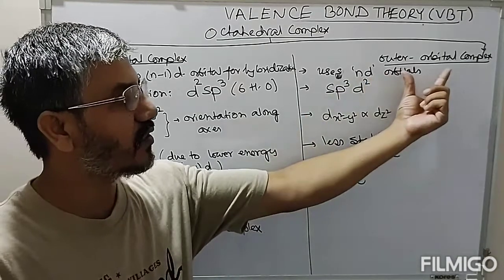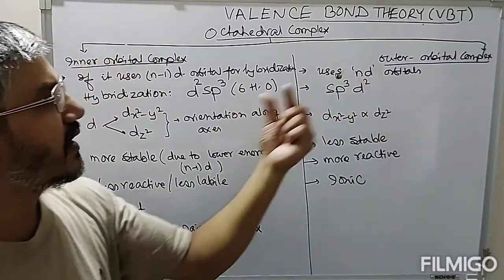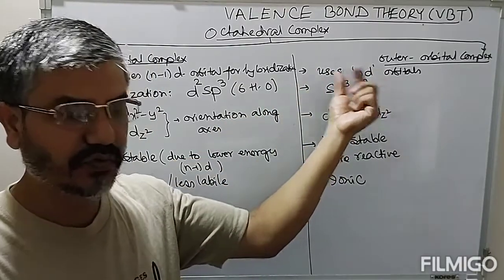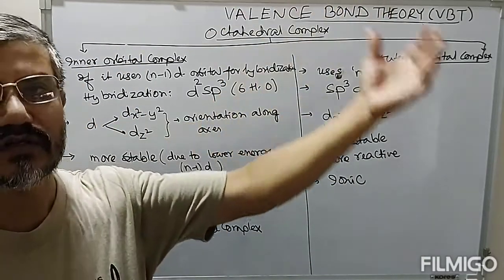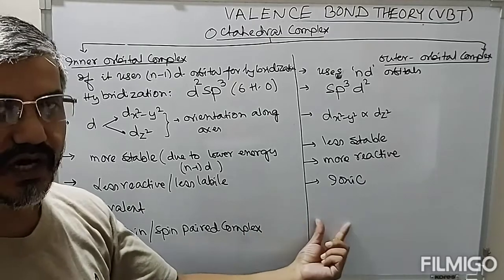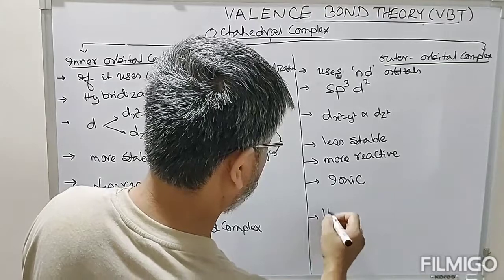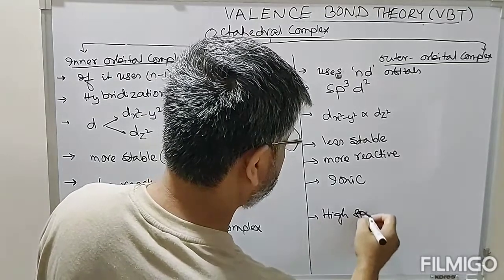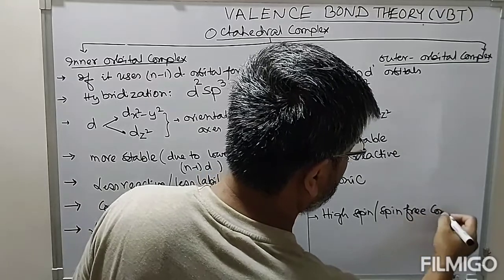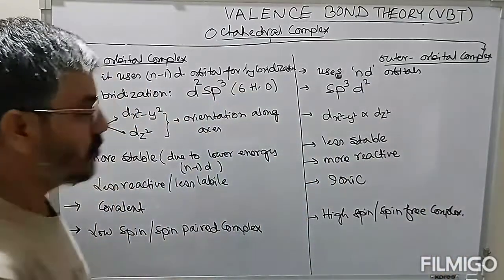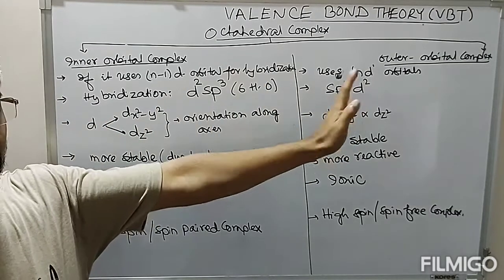Now in the case of the outer orbital complex, we are using the higher energy nth d orbital. As the higher energy nth d orbital is used, the pairing of electrons is not possible in the outer orbital complex. If the pairing of electrons is not possible, then we say this gives you a high spin or spin free complex. So this is the basic difference, or the comparison, between inner orbital complex and outer orbital complex.